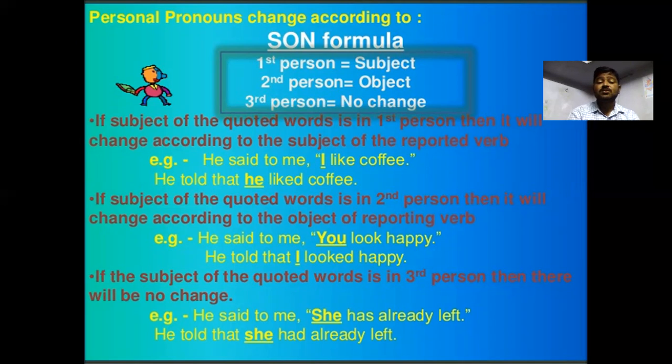If the subject of the quoted words is in the second person, then it will be changed according to the object of the reporting verb. He said to me, "You look happy." He told me that I looked happy. Like that, "you" changes according to the persons, as "I".